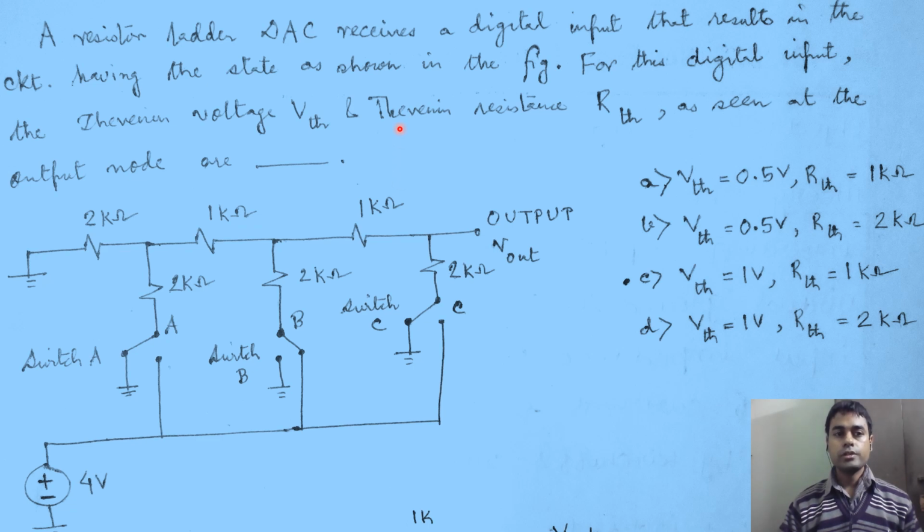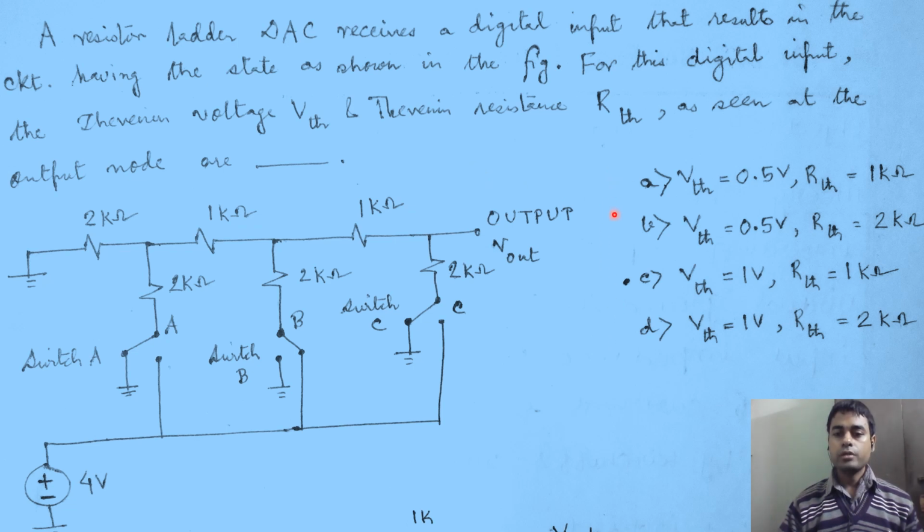So here is the question. A resistor ladder DAC receives a digital input that results in the circuit having the state as shown in the figure. For this digital input, the Thevenin voltage VTH and Thevenin resistance RTH as seen at the output node are dash and dash. So here are the options.